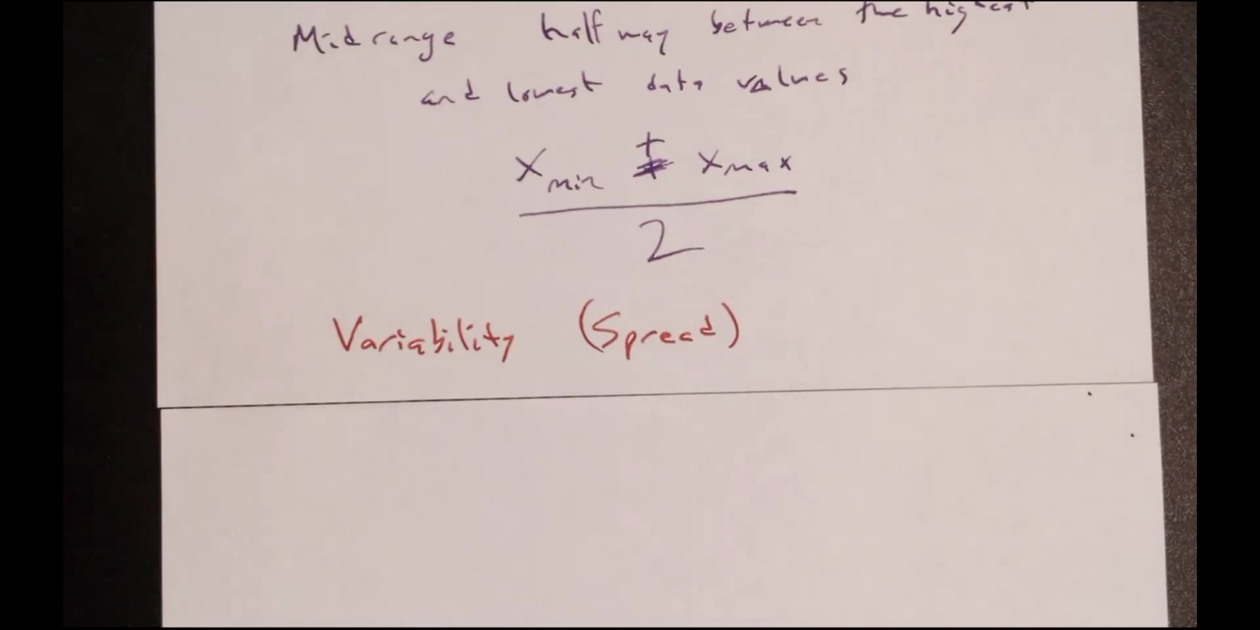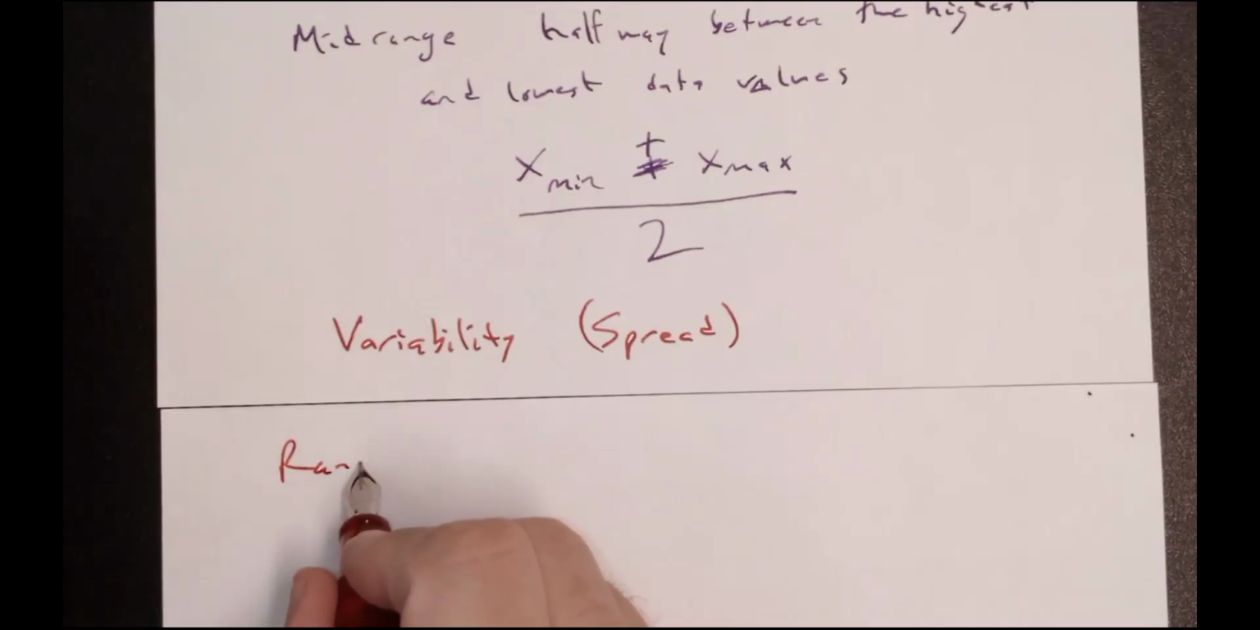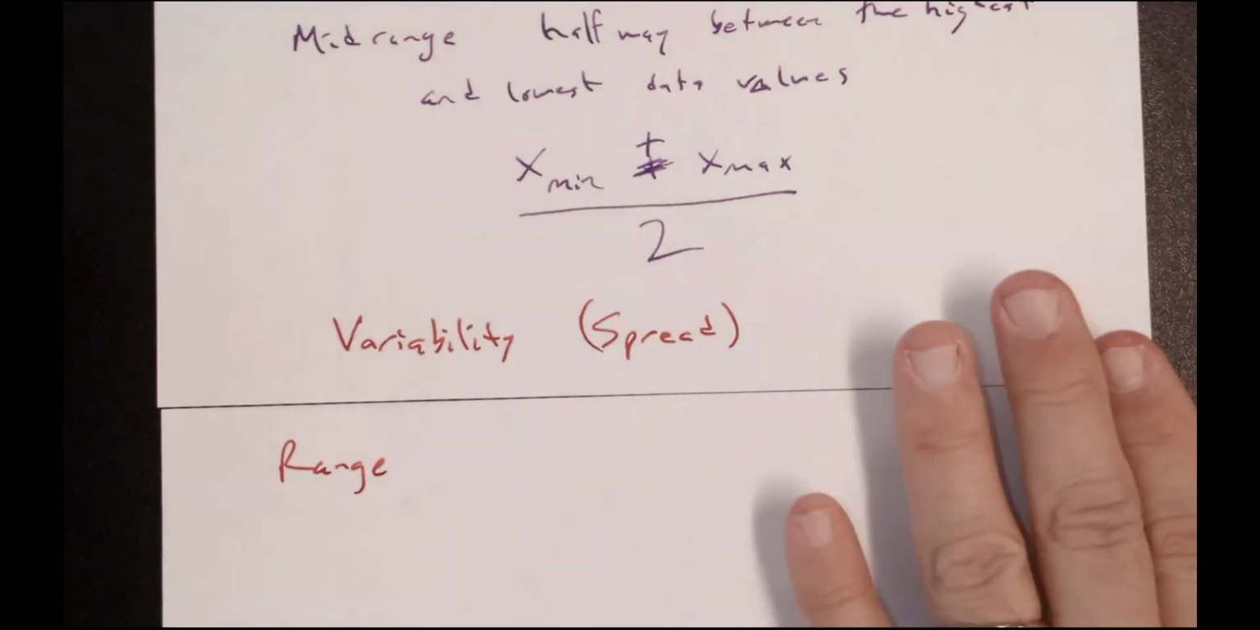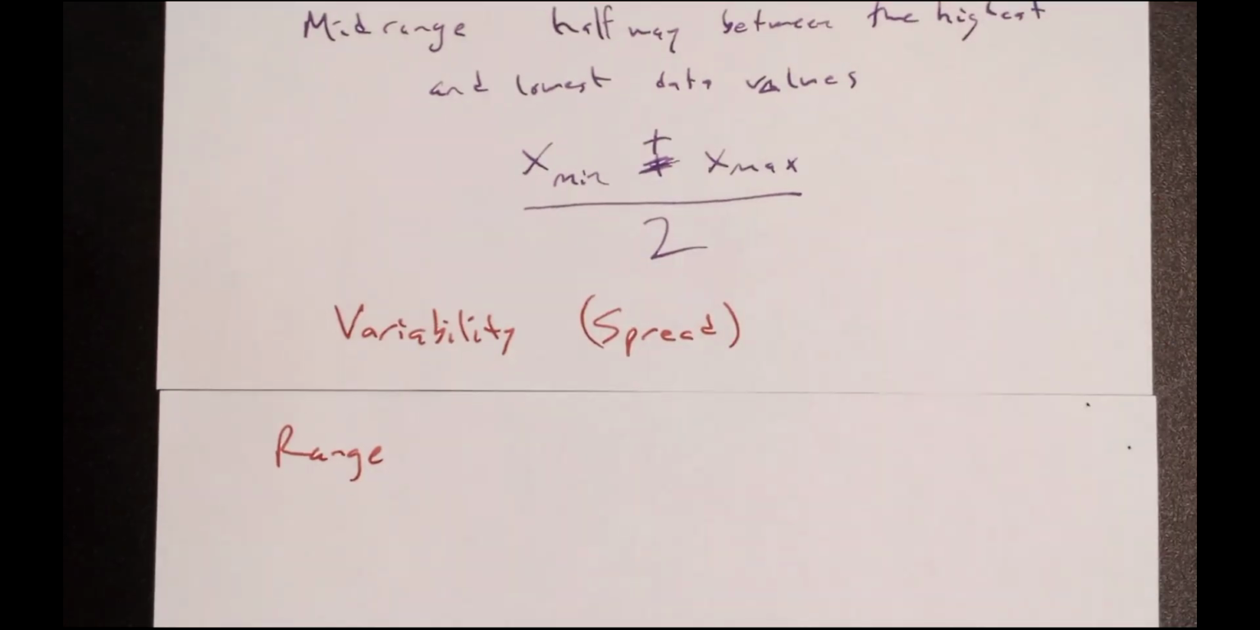Our measurement of spread is usually related to our choice of center. So which center we want to use helps us determine which measures of spread are most useful. The most common measure of spread is range. Hey, wait a minute. The measure of center that is sitting at the top of the screen right now says mid-range.